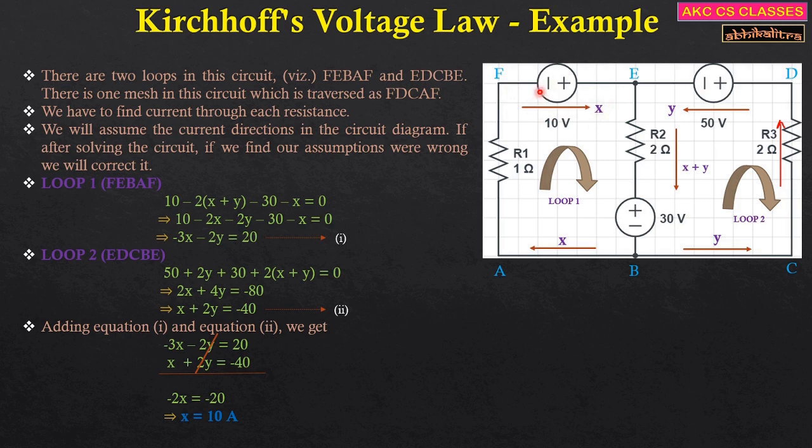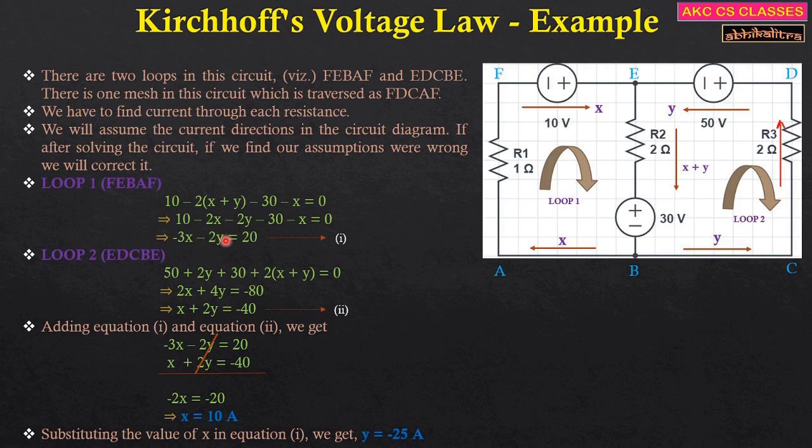So the current that is flowing from F2 is basically 10 ampere. If this is positive, that means the direction that we have assumed is correct. If this happens to be negative, then we have to reverse the direction that we have assumed, right? Now we will find the value of y. If I substitute the value of x in equation 1, I will see the value of y equal to minus 25.